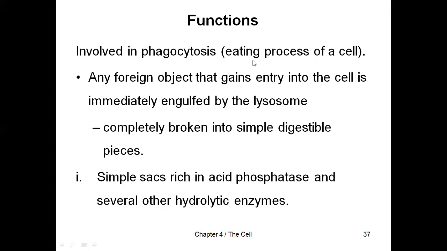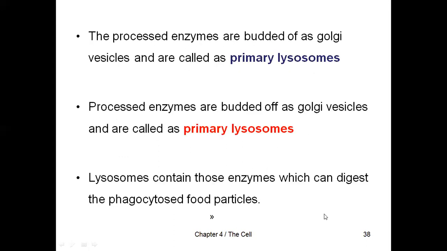This is a very important slide. It is involved in phagocytosis. Any foreign object that gains entry into the cell is immediately engulfed by the lysosome. It is completely broken down into simple digestible pieces. Simple sacs rich in acid phosphatase and several other hydrolytic enzymes are present inside the Golgi body. The processed enzymes are budded off as Golgi vesicles and they are called primary lysosomes.